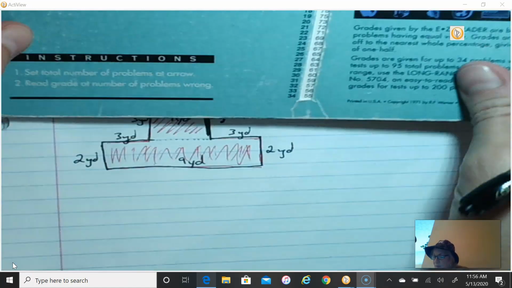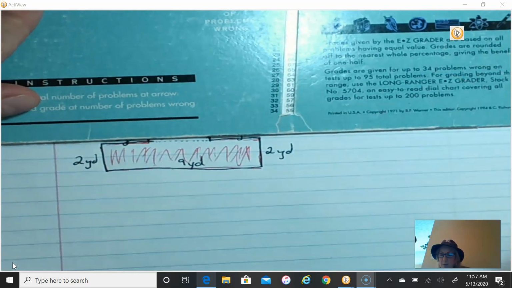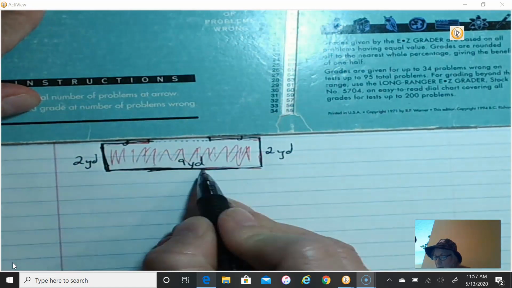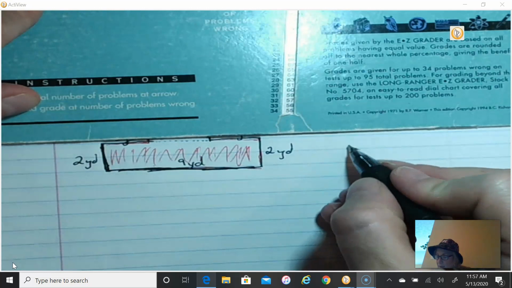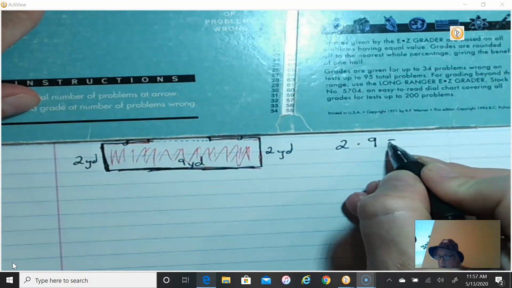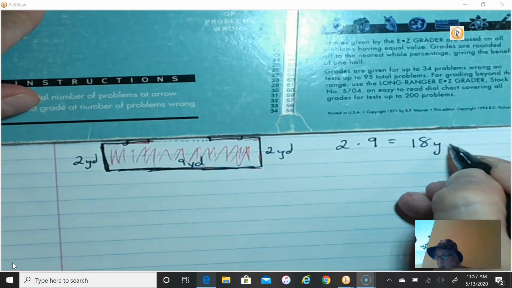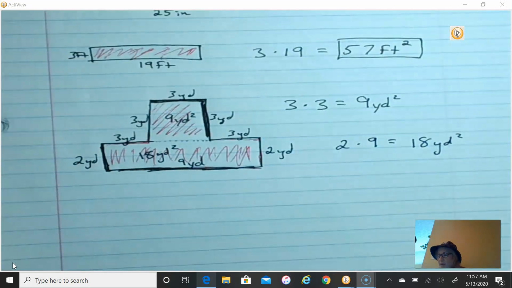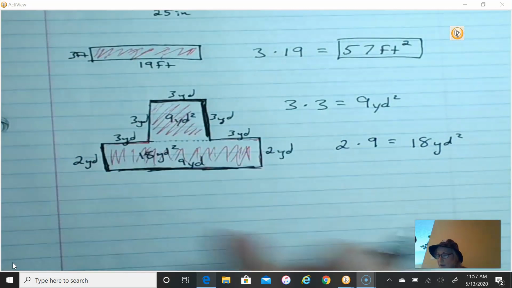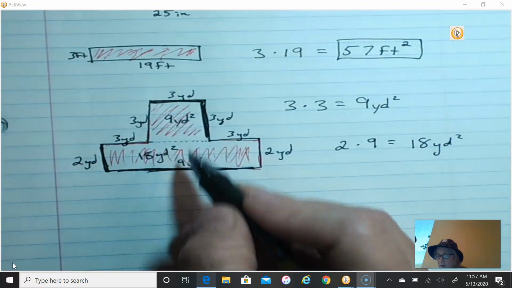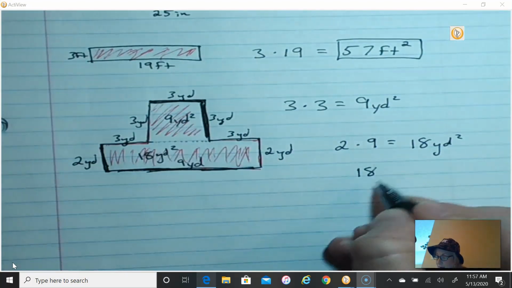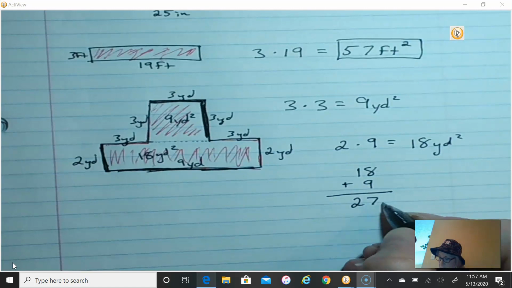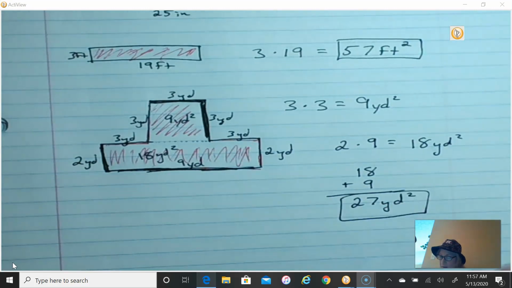Now we're going to do this box. Remember, we need 2 sides. We could choose this side and this side. That's going to be 2 times 9 equals 18 yards squared. So this whole thing is 18 yards squared. Now, if we want the area for the whole thing, we just add 9 yards squared and 18 yards squared. 18 plus 9 gives me 27 yards squared. That's the area.